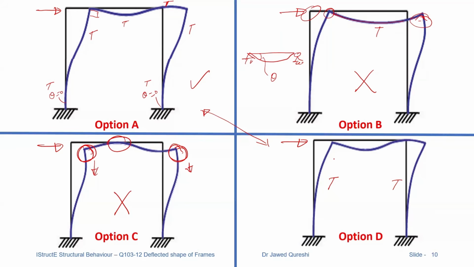So single curvature cannot happen when you have two fixed ends. So you have one fixed end over here and you have the other fixed end. Some kind of fixity is here.